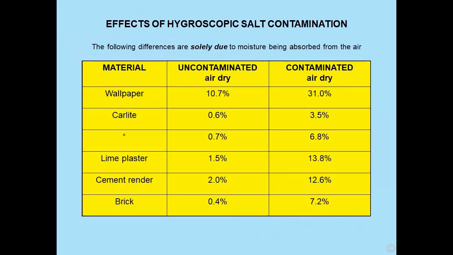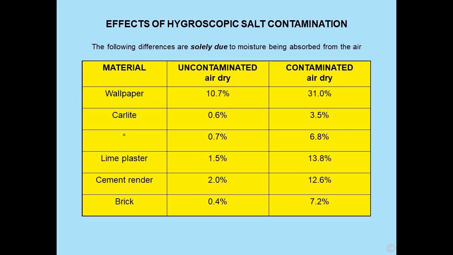Effects of hygroscopic salt contamination. The differences, note, are solely due to the moisture being taken out of the air. And they're the same material, uncontaminated and contaminated. And already I think it becomes evident, possibly, that contaminated, already hygroscopic materials such as wallpaper can absorb a hell of a lot of water. But I will add, the levels of salts in those papers and the other samples were not distinctly measured.